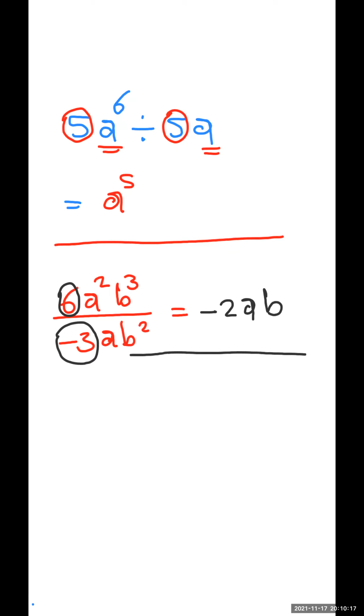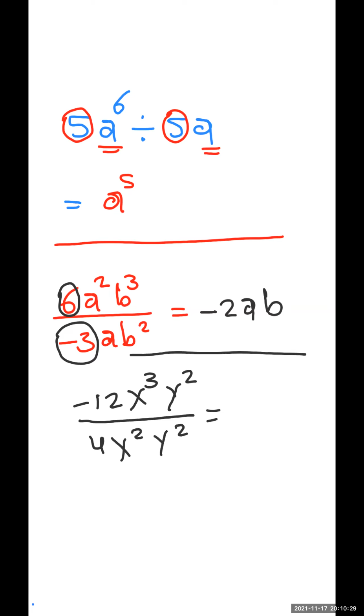Negative 12 x to the power 3 y to the power 2 over 4 x squared y squared equals negative 12 divided by 4, negative 3, x to the power 3 divided by x squared, x, y squared divided by y squared, 1. So negative 3x. Okay, are we okay till this one, guys? Yes. Okay, great. The next one, number 4.